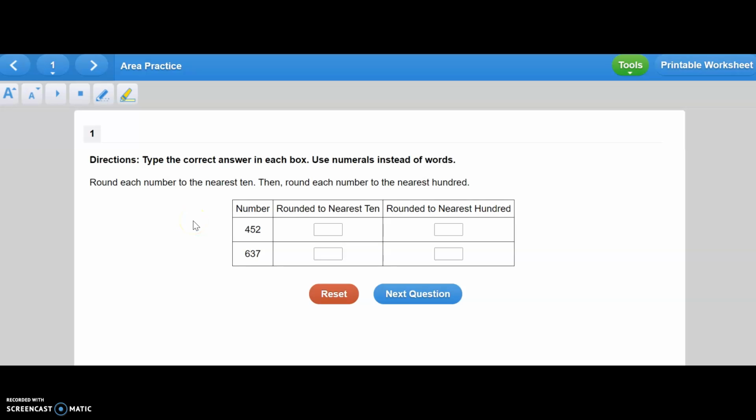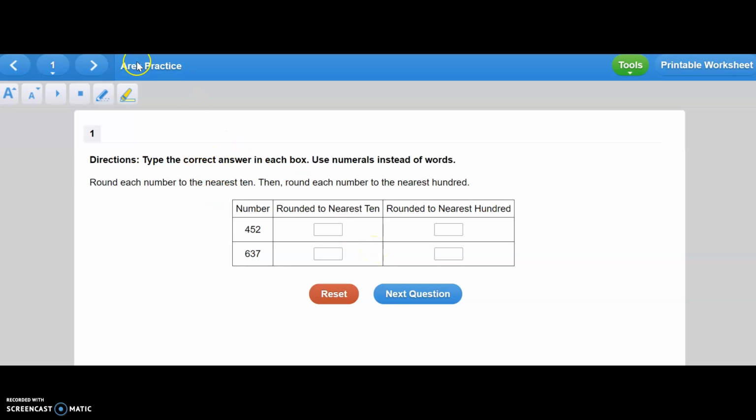Hello, third graders. Please make sure that you watch the video before this on how to get to the correct assignment on Study Island. And we will be going through these together. Hopefully this time it is in the correct order. If it's not, you will have to find this page to begin working.